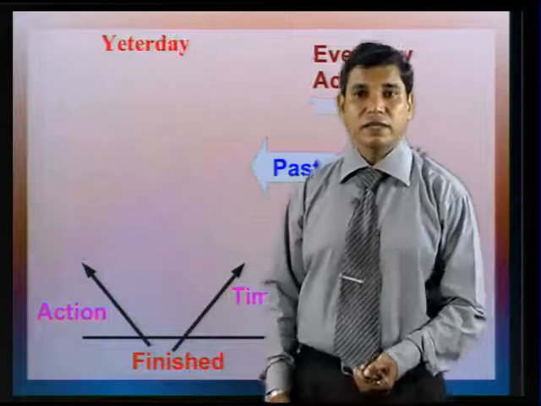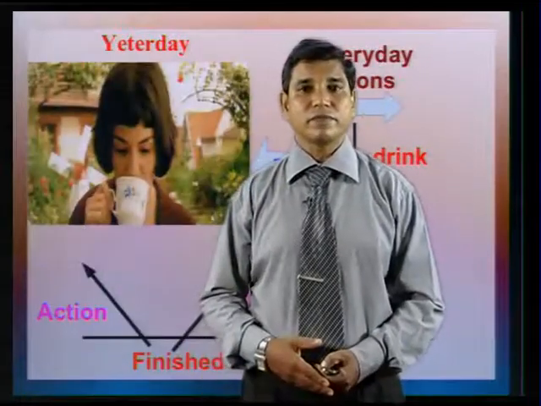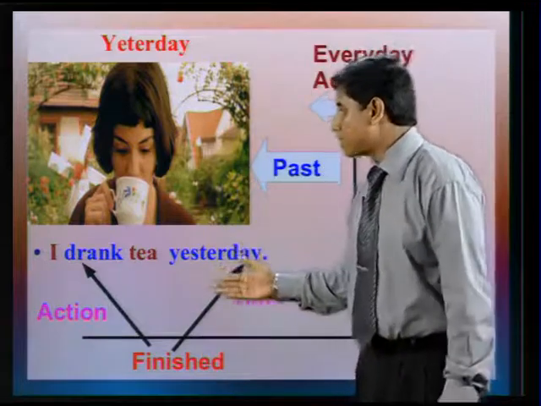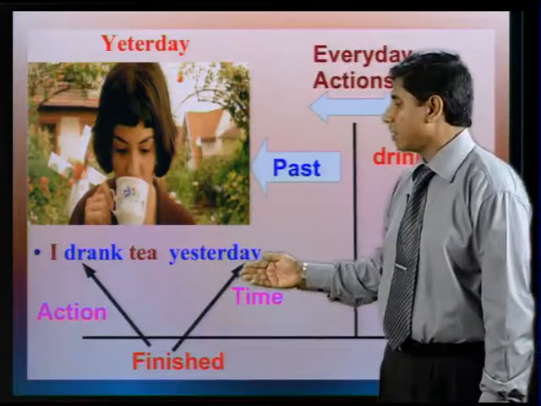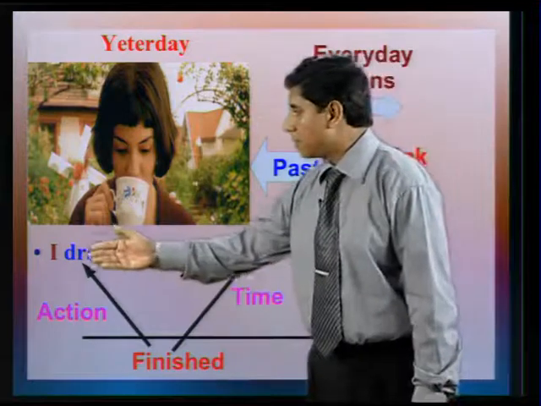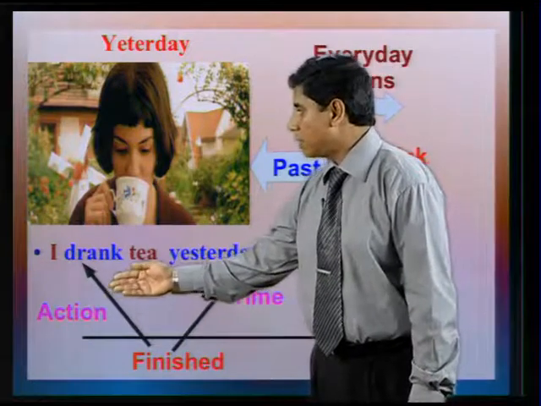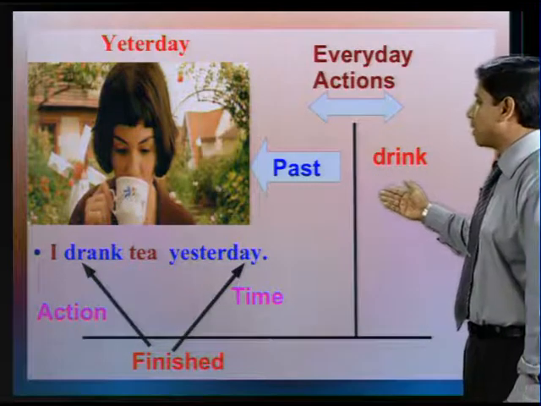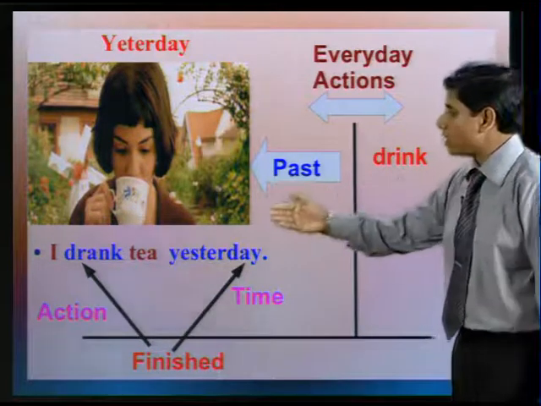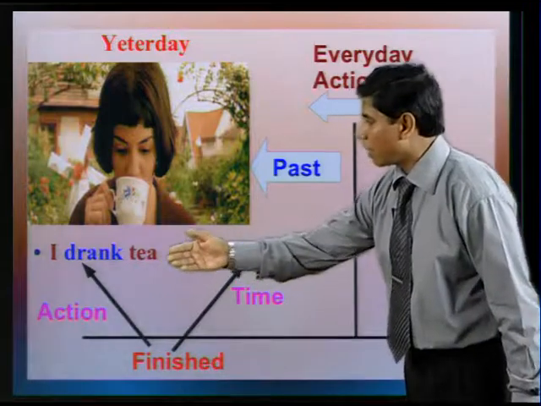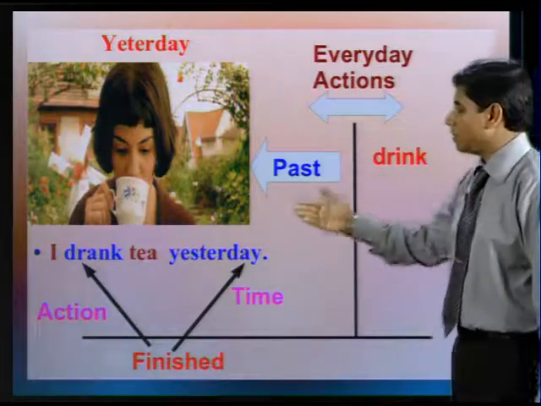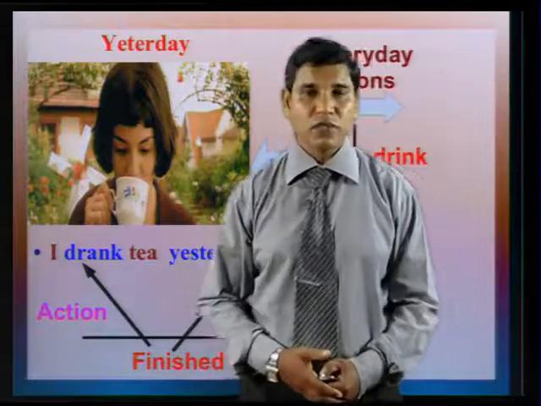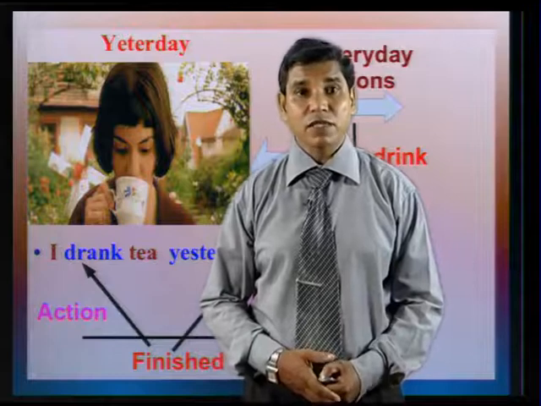Okay, let's try another example. This girl says, I drank tea yesterday. The finished action is drank. And the present form of it is drink. Drink. The past form is drank. Drink, drank. Now you understand certain verbs in English, they have different past forms.